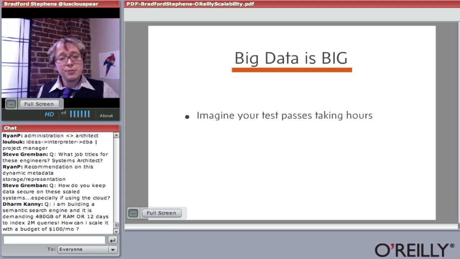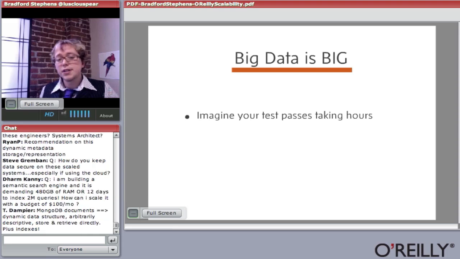So another important thing to remember is that big data is big. Things are going to fail in really big ways. When we've got integration tests and things like that, engineers, a lot of times we run our little JUnit or NUnit test suites, and it may take 5 or 10 minutes. And then it's over, it's done.